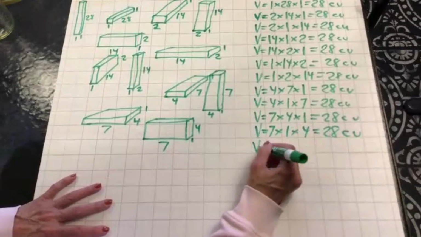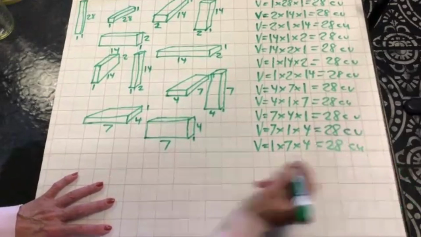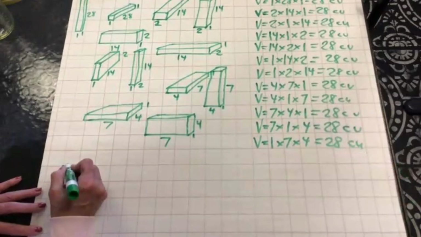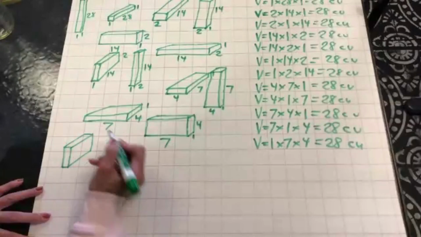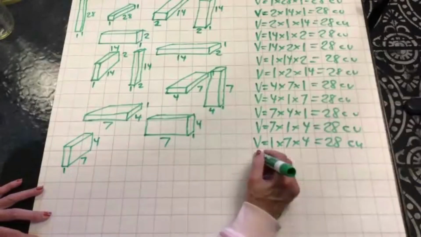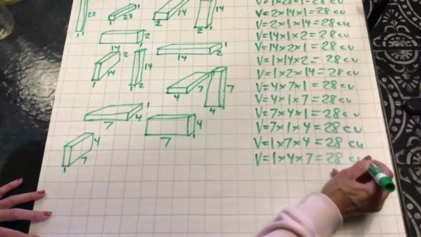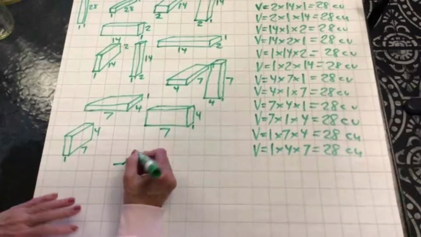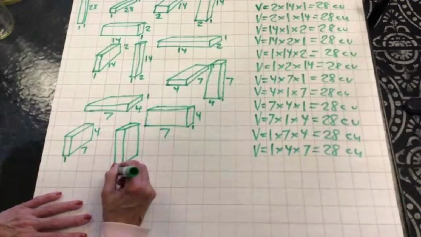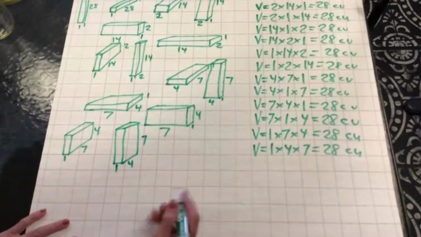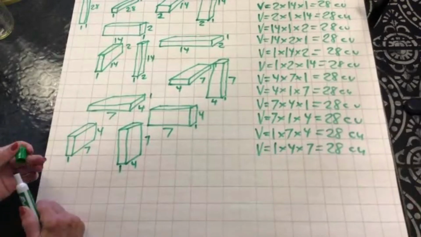And then we have to have the 1 first. So we're going to have 1 by 7 by 4. So we're looking at 1 across by 7 deep by 4 tall. 1 by 7 by 4. And last but not least, we have 1 by 4 by 7. There we go. Lots of ways to make 28 cubic units.